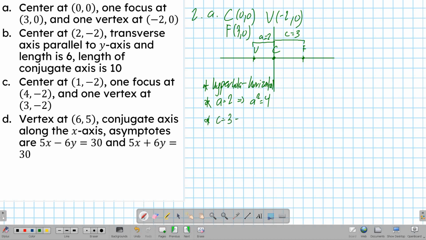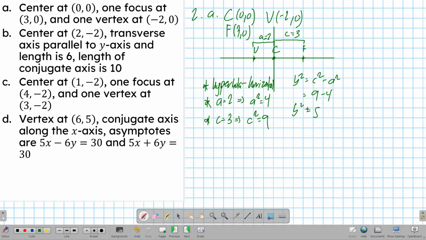C equals 3. Therefore, C squared equals 9. But what we need in the equation, especially in the standard form, is B squared. We know that B squared is equal to C squared minus A squared in the hyperbola. So we're going to have 9 minus 4, that's C squared minus A squared, and B squared will equal 5.